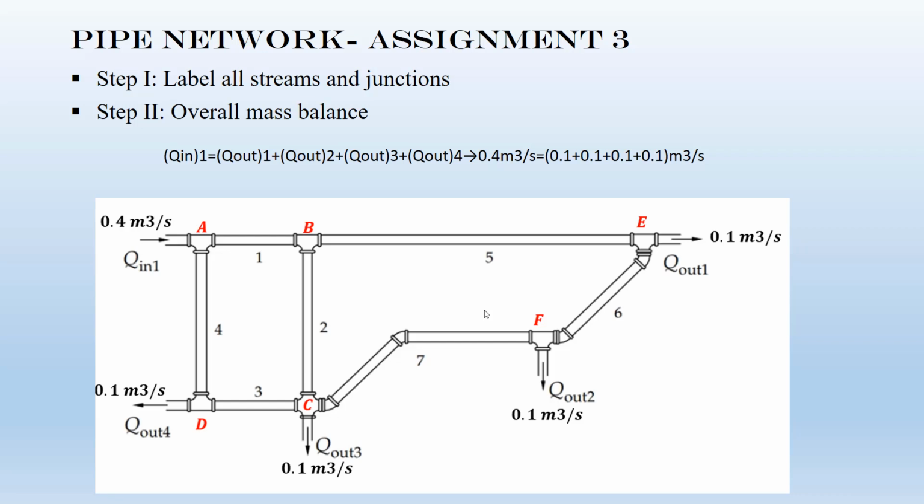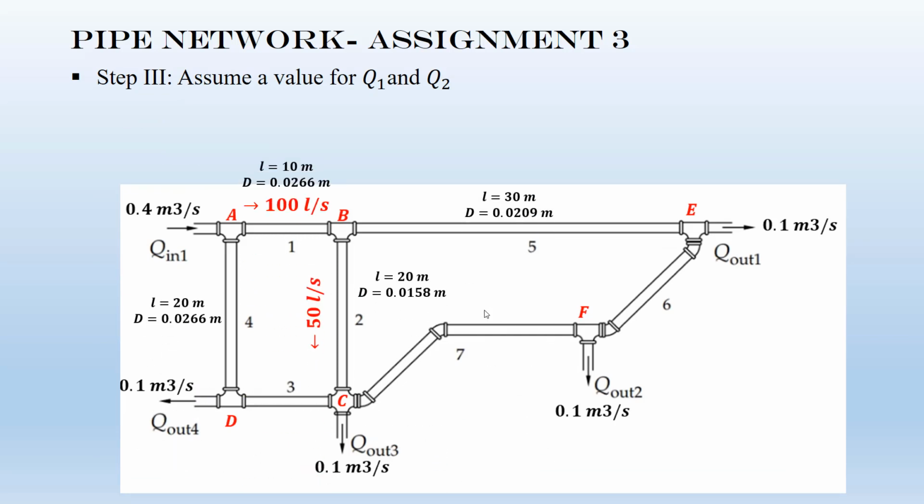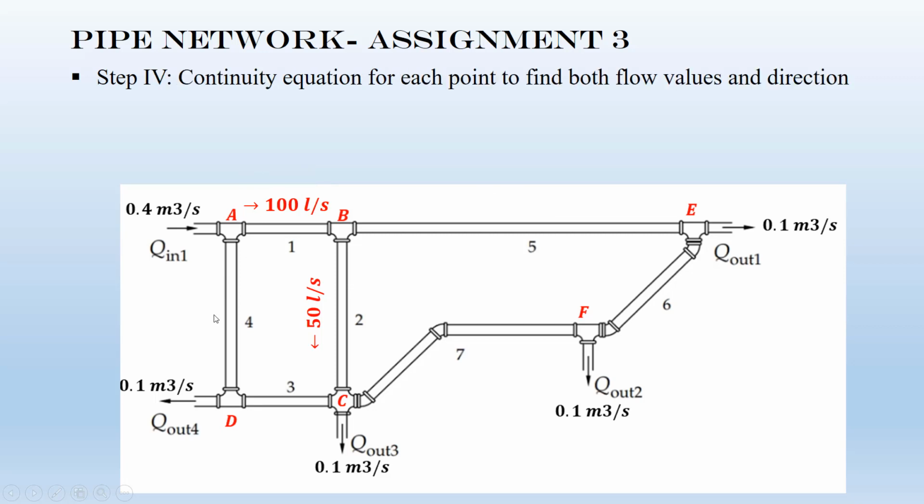Again, I started with I label all streams and junctions. I just wrote the overall mass balance, and then for the Q1 and Q2, I started with 100 liter per second and 50 liter per second. These are my initial values for Q1 and Q2. Let's solve the problem based on this Q1 and Q2, and then we just compare the results for both these two cases. So the next step, you need to write the continuity equation for each junction, and then you can find both flow value and flow direction in all other pipes.